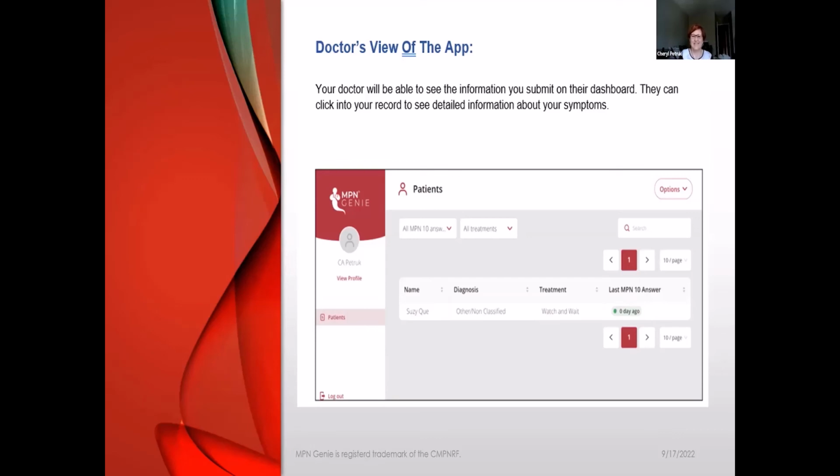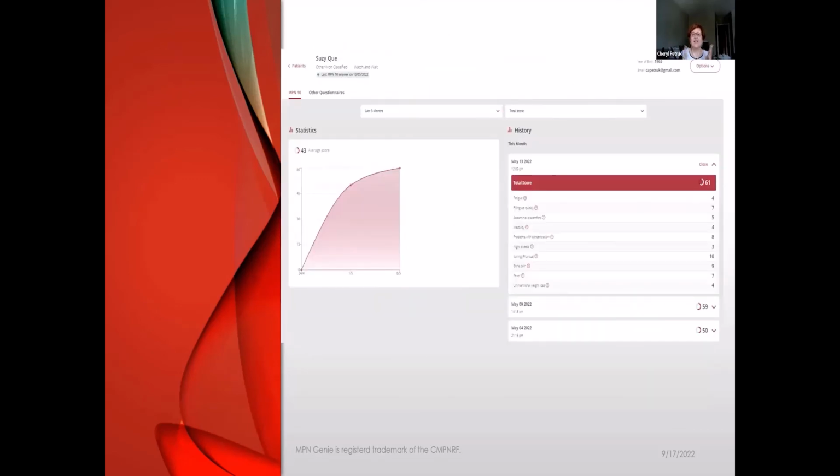So next slide, please. Again, this is an overview of what your doctor will see on a graphical and qualitative analysis of your MPN 10 scores and your qualitative analysis scores. So they have this right at their fingertips to be able to view it prior to your clinic visit and then be able to discuss it with you at your clinic visit. Next slide.